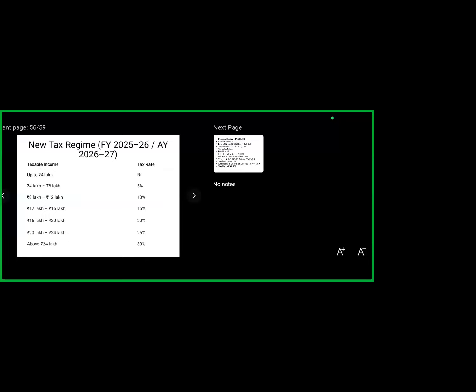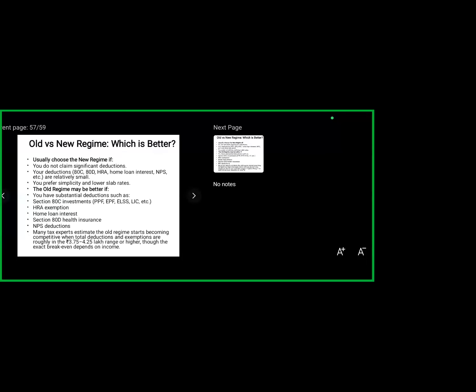New tax regime, where and how we can calculate income tax. Up to 4 lakhs no tax, 4 to 8 5%, 8 to 12 10%, 12 to 16 15%, 16 to 20 20%, 20 to 24 25%, and above 24 30%.